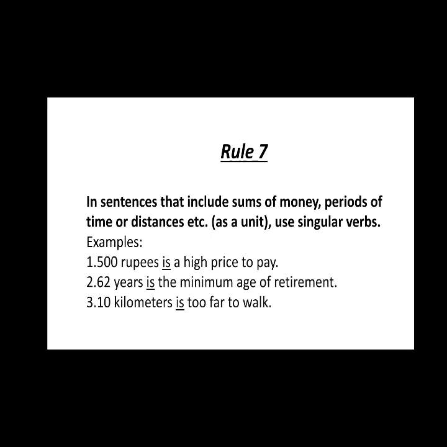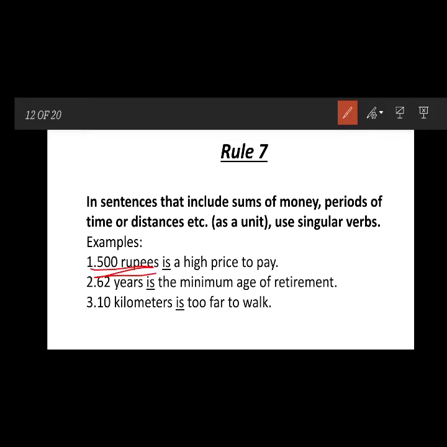Rule 7. In sentences that include sums of money, periods of time or distance, etc., as a unit, you can say that when we are talking about a particular unit, particular measurement, particular money, we have to always use a singular verb. This kind of unit always contains the singular verb, singular form. You can see, you are asking the question also, how much is it, how much is the measurement? So the measurement or the currency, money, always comes with a singular verb. Like rupee is a high price, so this is singular, always use singular.